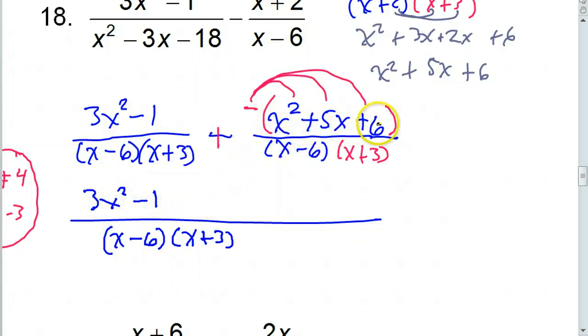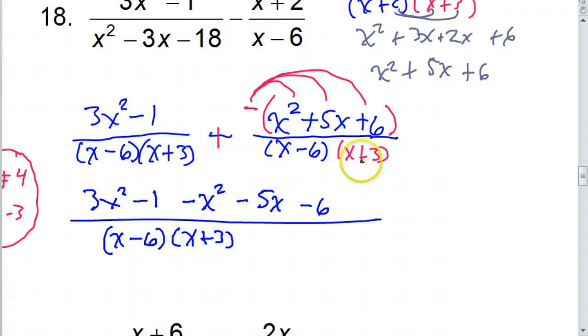Now here comes this with the distribution having happened. Don't judge me. So that's going to be negative x squared minus 5x minus 6.